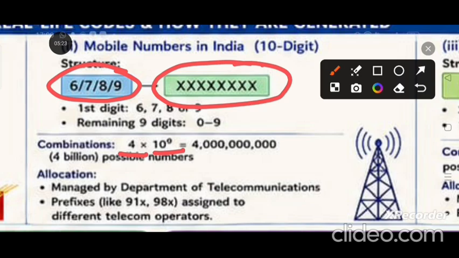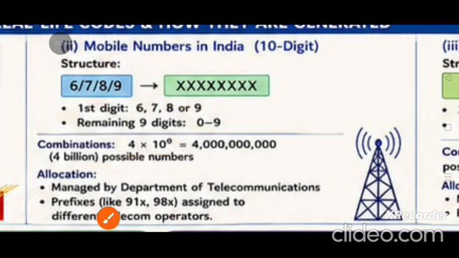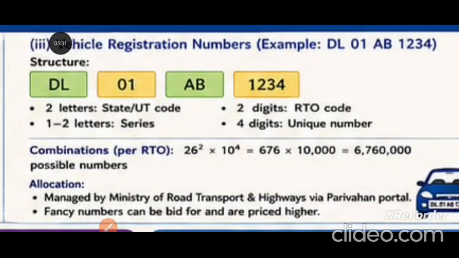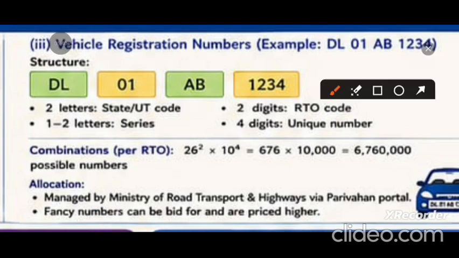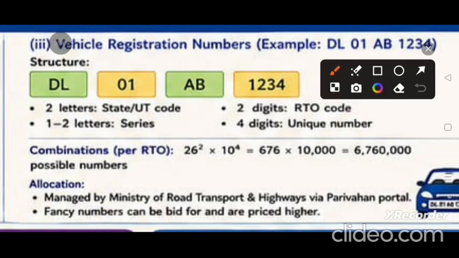And if we have the prefixes 91, 98, these are given by different telecom operators. Next we have vehicle registration number. For example, DL01AB1234. So DL, it represents the state. 2 letters, it represent state or UT code.